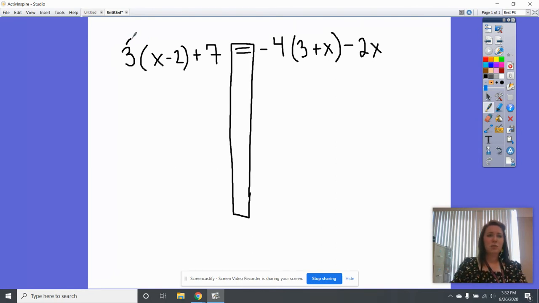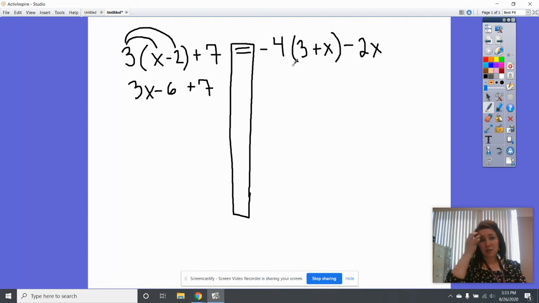So 3 times x is 3x. 3 times negative 2 is negative 6. And then plus 7. I do not do 3 times 7 because the 7 is not in the parentheses. Now I'm going to look at the other side. I also have parentheses over here.